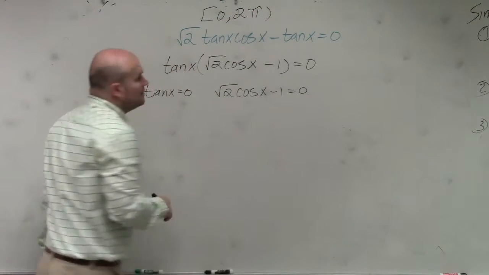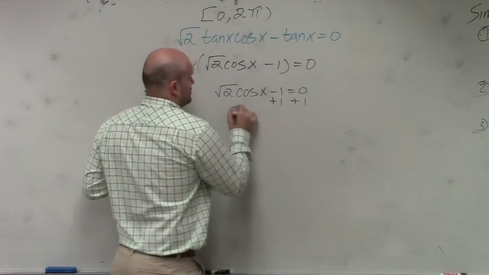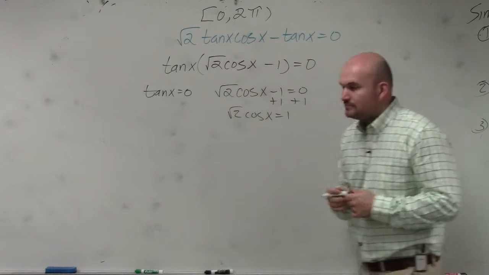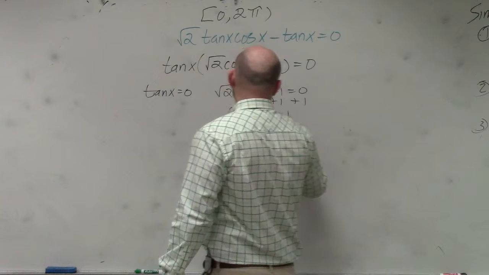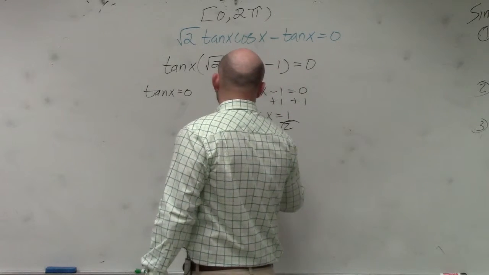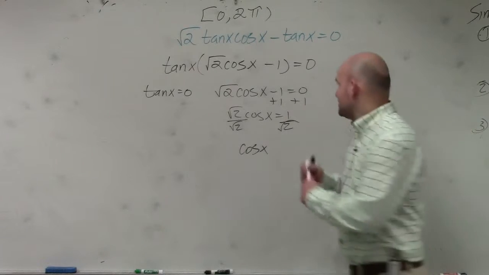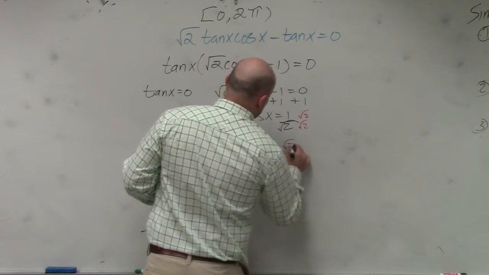Okay. So now I just need to solve this. I'll add 1 to both sides: square root of 2 cosine of x equals 1. Now I see my cosine of x. I need to divide by the square root of 2. And so I have cosine of x equals 1 divided by square root of 2. If I rationalize the denominator, I get square root of 2 over 2.